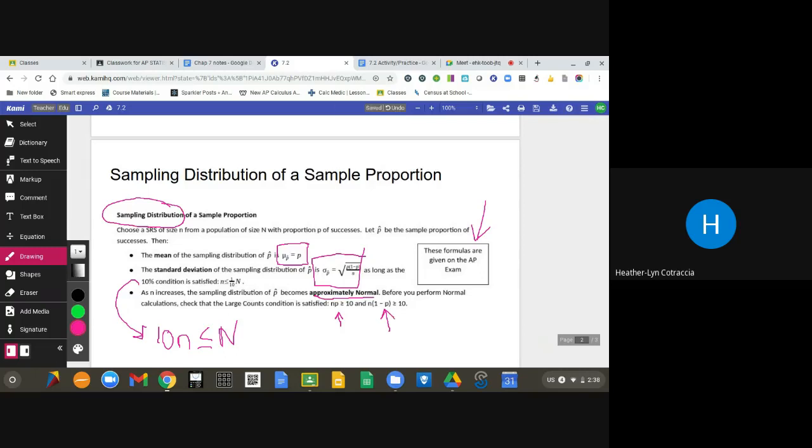So I'm going to take you through one example, and that's it. This video is very straight to the point. We've got our sampling distribution of our sample proportion. We've figured out our mean is our proportion. There's the formula for standard deviation, as long as your 10% condition, or your condition for independence, is satisfied, and then check for normality. If all those things are right, then you can calculate probabilities.